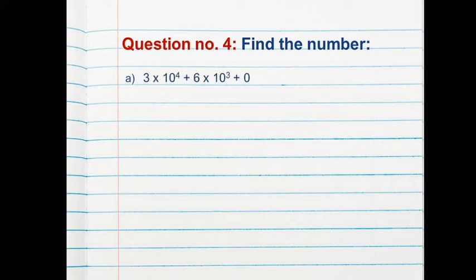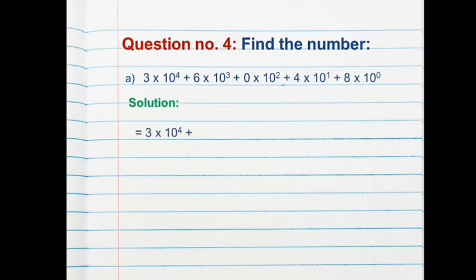So the question number 4, find the number. Okay, we have to find out the number. So the question is given 3 into 10 raised to the power 4 plus 6 into 10 raised to the power 3 plus 0 into 10 raised to the power 2 plus 4 into 10 raised to the power 1 plus 8 into 10 raised to the power 0. A number is given in the form of expanded exponential form. By using this form we have to take out the number. So this number can be written as the solution.